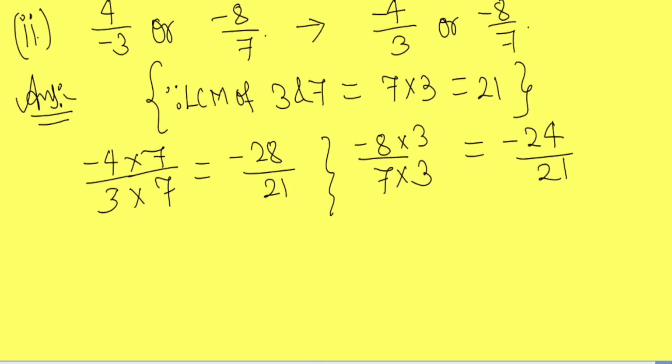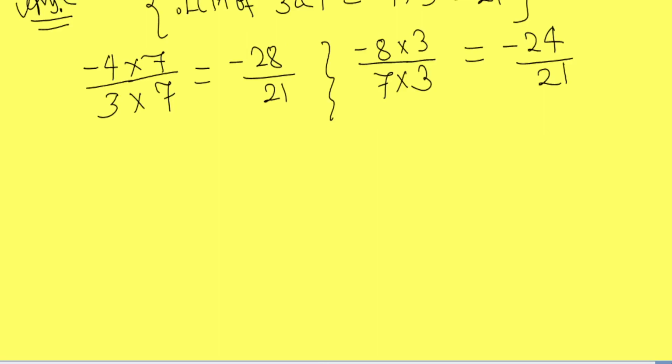Okay, let's go. So now you can see we have converted both the rational numbers in such a form that both numbers have the same denominator. Same denominator as 21. Here it is -28 upon 21. Here it is -24 upon 21. Right, beta?